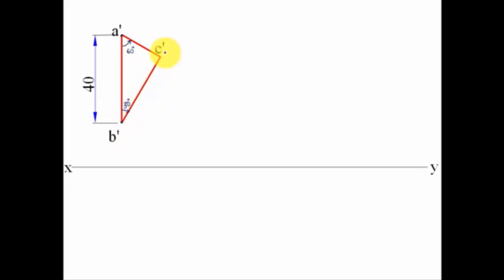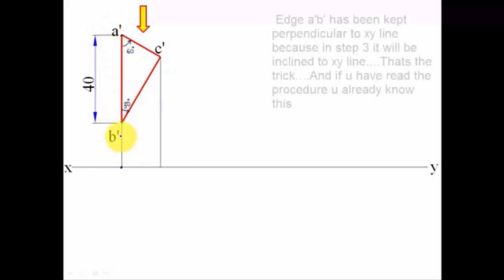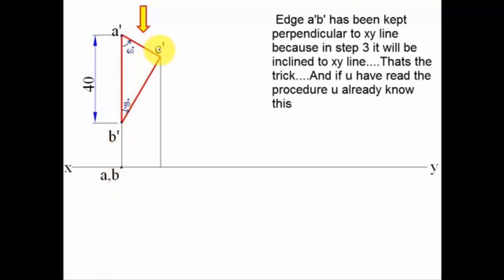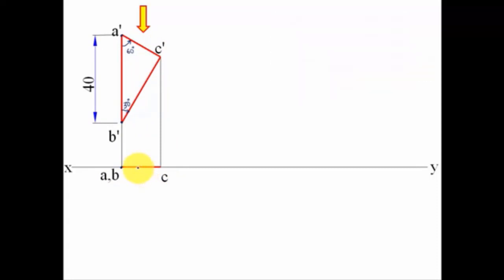Done. Now let's take a look at this object from the top. Here we go. Let me have the projector lines from top to bottom. That's it. This point is A comma B, and this point over here is C. Let me finish this top view. That's it. Now in step 2 we have to incline the surface.